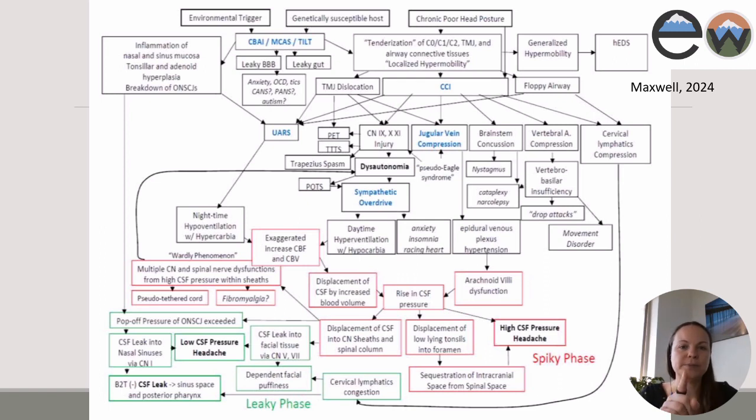Because if you look all the way up at the top there, genetically susceptible hosts, we've talked about that, extracellular matrix dysfunction. Yes, chronic poor head posture, like we look into that. Look over to the left, environmental trigger. So this is where we're recognizing inflammation plus extracellular matrix dysfunction equals very difficult to exist in our modern world.